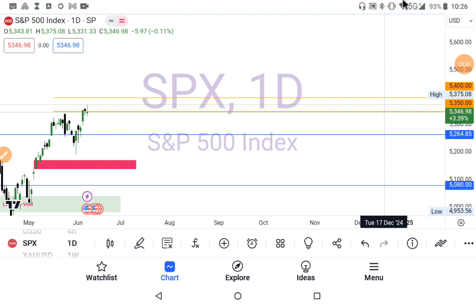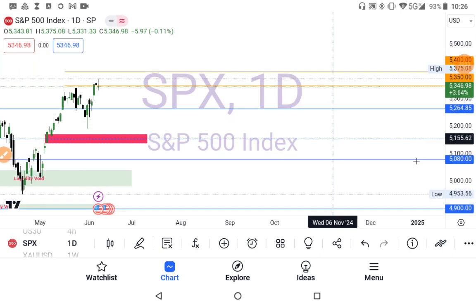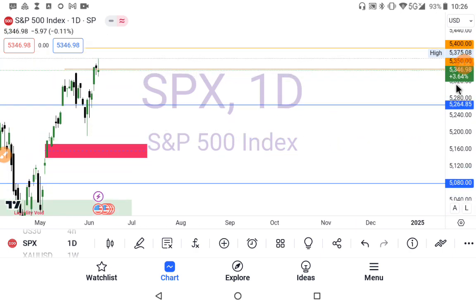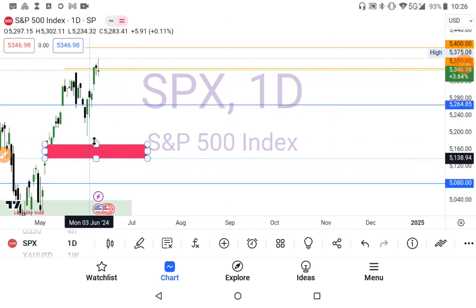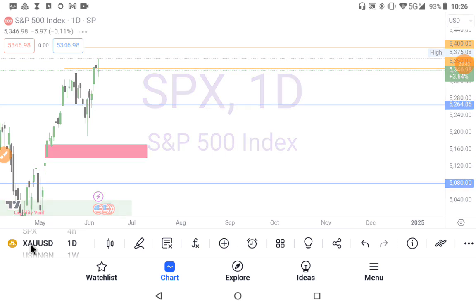I'm interested in 5400, possibly with a movement into 5500. So there is nothing cherry picked here. I've said it, I have mentioned it, I have hammered it even before it happens. So then let's go into our last but not the least, which is our gold.